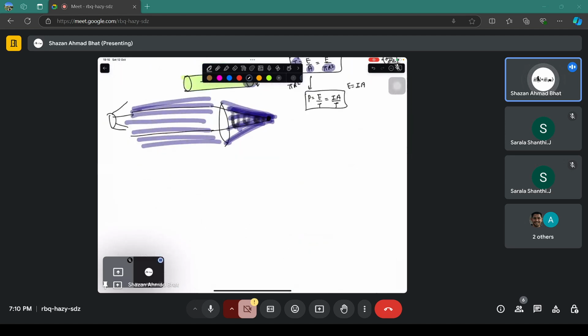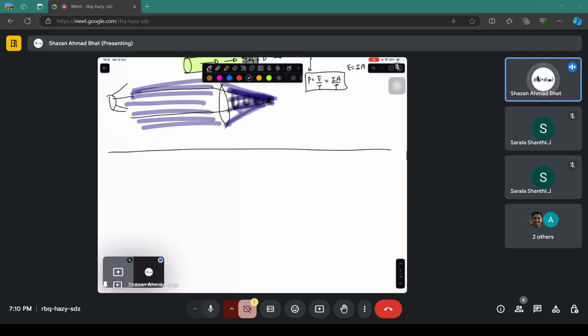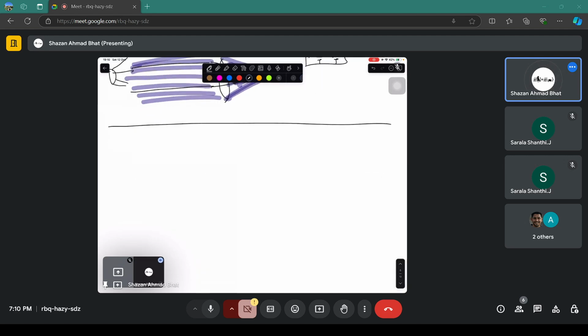So where we are heading now is the topic of a PN junction being irradiated with light. Let's say you have a PN junction. Let me check whether this is covered.